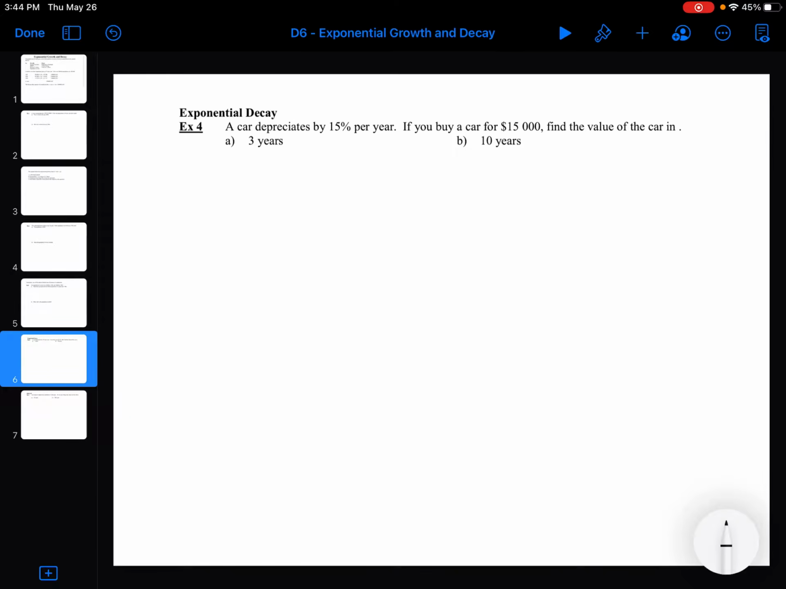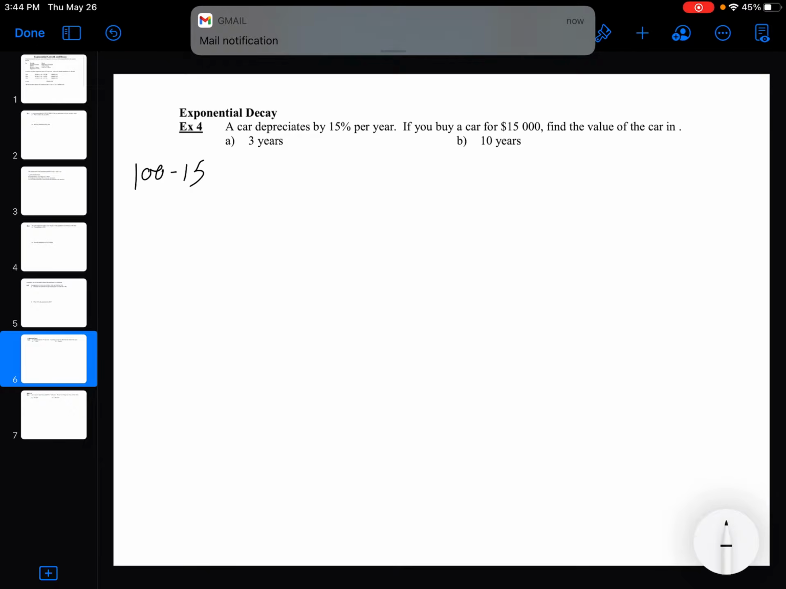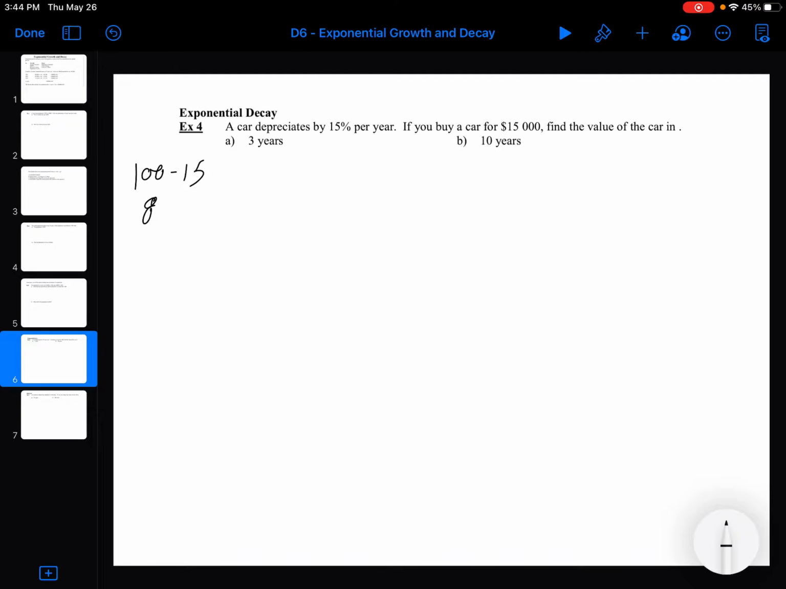Looking at the next one, we've got a car depreciates by 15% per year. If you buy the car, what's the cost going to be, or what's the price going to be in X amount of years? So depreciation, if we're going down, we're starting at 100%, we're going down by 15. So that's going to be 85%. Okay, now 85% as a decimal, it's going to be 0.85. So that's our growth factor.